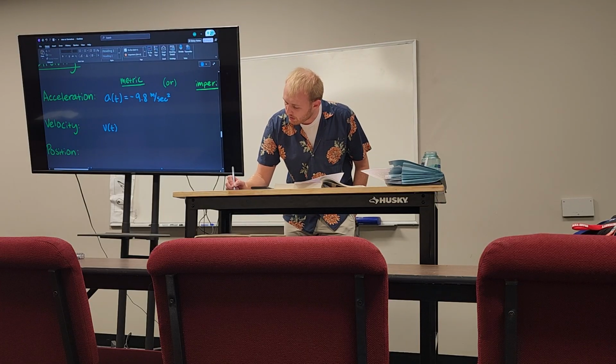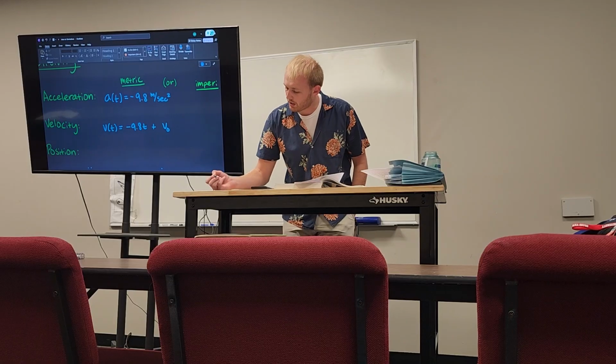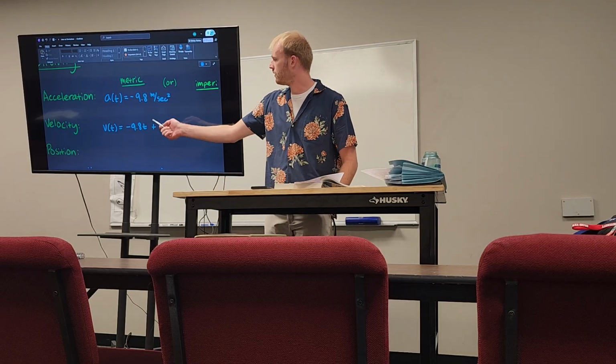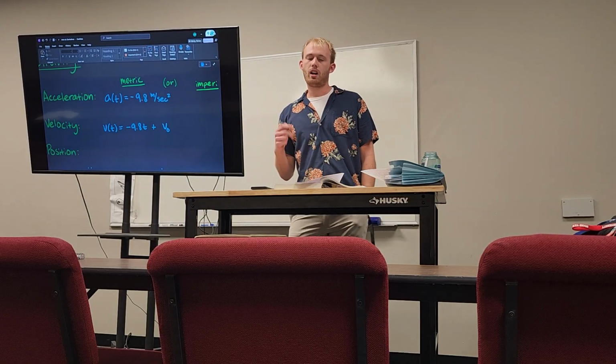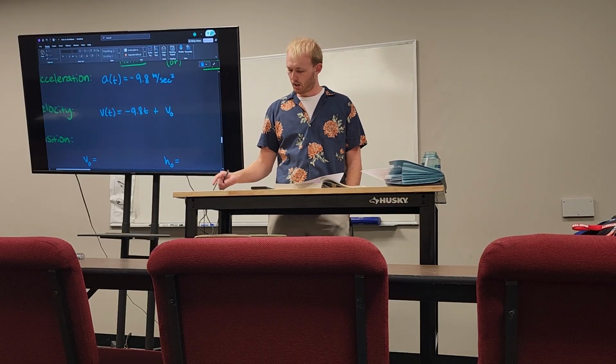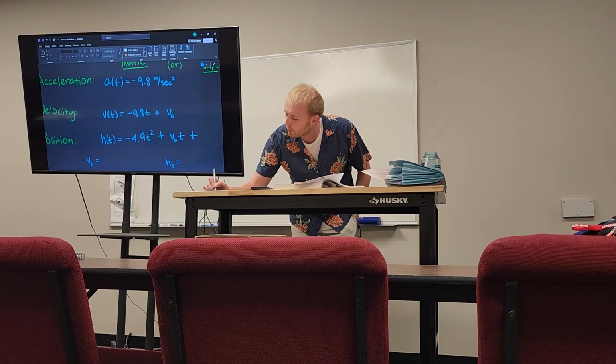Velocity in the metric system is measured as negative 9.8 t plus v naught. This is pronounced v naught. It's like a subscript 0. So you could say v sub 0, but in math we say v naught. Not as in N-A-U-G-H-T, as in you have nothing. And then h of t is our position function, and that is measured as negative 4.9 t squared plus v naught t plus h naught.